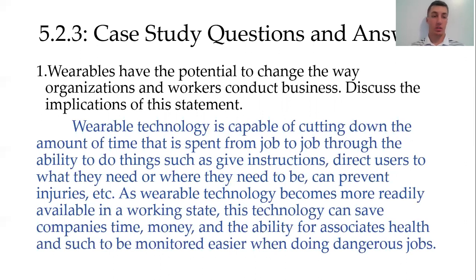Now, the study questions and answers. Wearables have the potential to change the way organizations and workers conduct business. Discuss the implications about the statement. Now, wearable technology is capable of cutting down time. However, it does have issues in the manner that things such as the GPS again don't always work as wanted. However, if you work in a warehouse such as Amazon per se, rather than having to walk to the other side of the store, look for the specific box you were given, you can pull it up right on your glasses. It'll give you the GPS direction to it, and you'll be able to find exactly where it is, cutting down time.